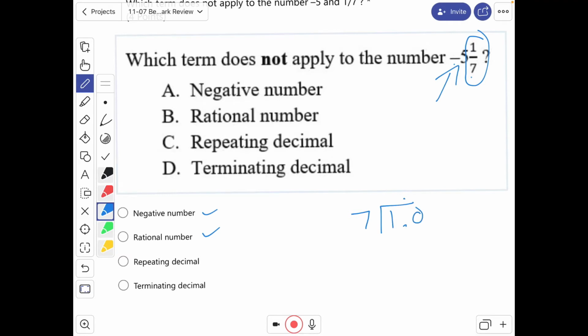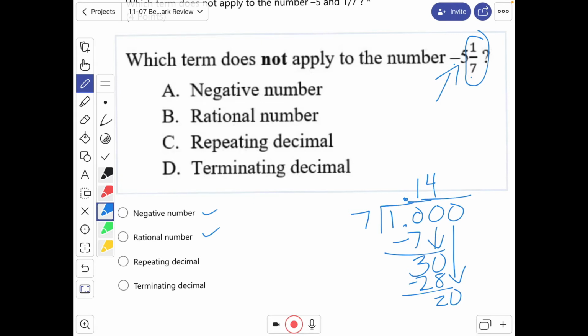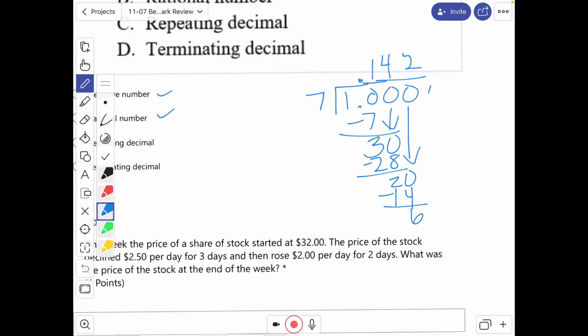So 7 into 1. I have to add a decimal and a 0. 7 goes into 10 once, with 3 left over. 7 goes into 30 4 times. 2 left over. 7 goes into 20 2 times with 6 left over. 7 goes into 60 8 times with 4 left over. 7 goes into, it just keeps going.